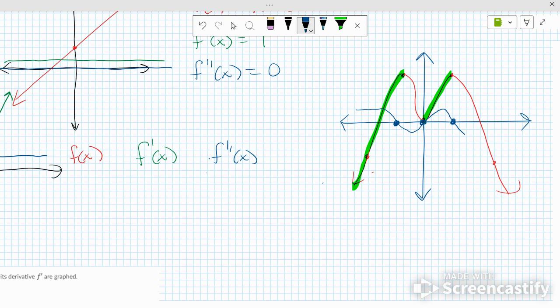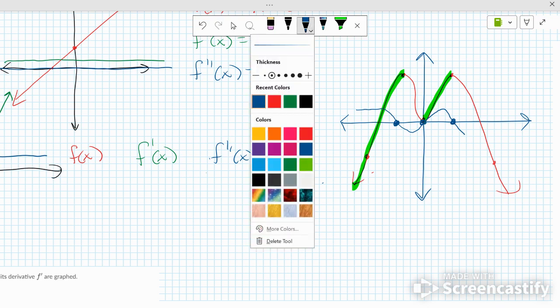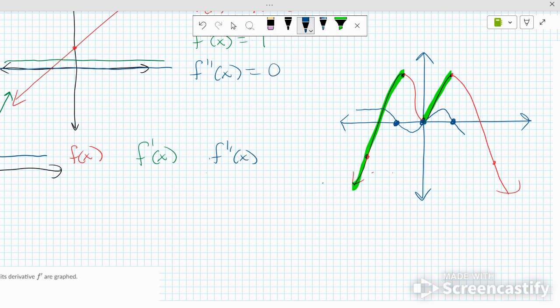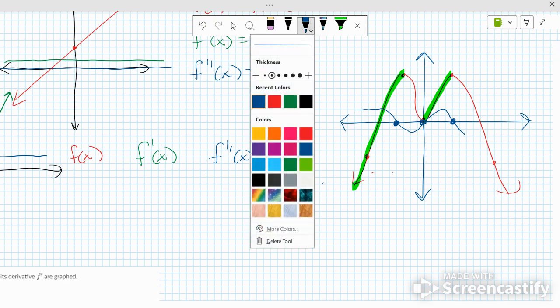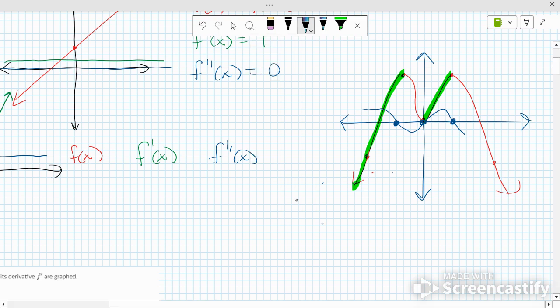Now, the second derivative is going to be something. Oh, I should have done that first derivative in green. Oh, well. Let's make the second derivative some wild, zany color like this. So the second derivative is going to be like this. And then like this.